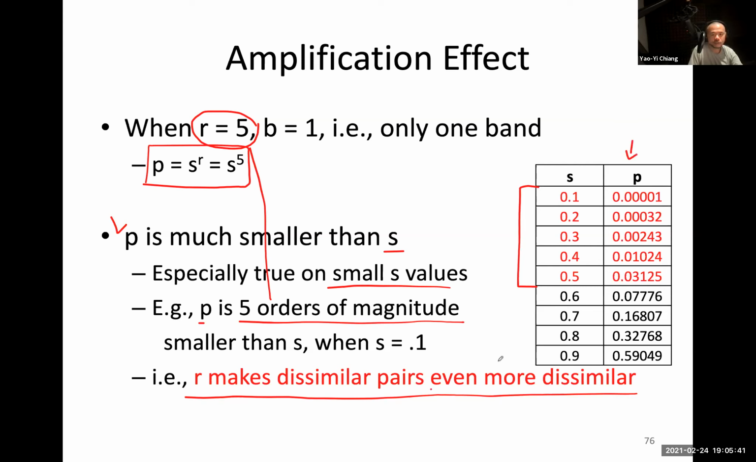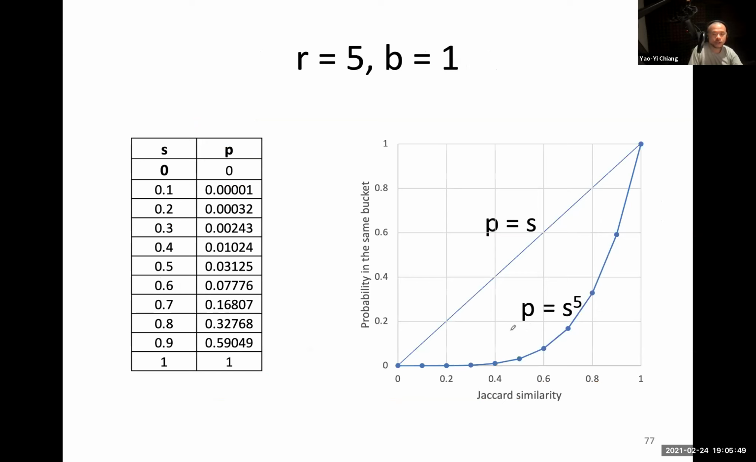This is talking about P, and this is talking about S. If we look at the chart, this is R equal to 1, B equal to 1, just as a reference. When you have a larger R, it pushes the curve to this side, right? So everything here has very small probability.